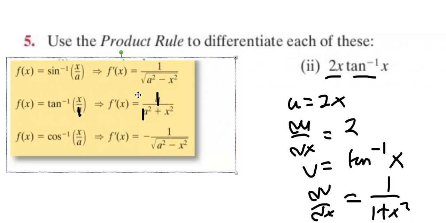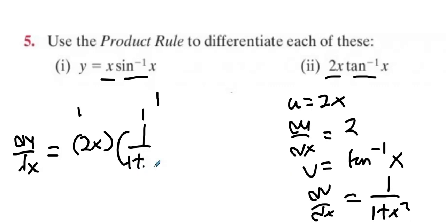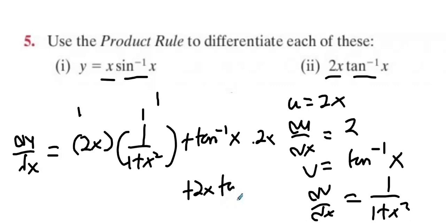And then finally, you're going to do the product rule. What's the product rule? U times the dv dx, plus V times the du dx. Times what's the 2x? So that'd be 2x tan inverse x.